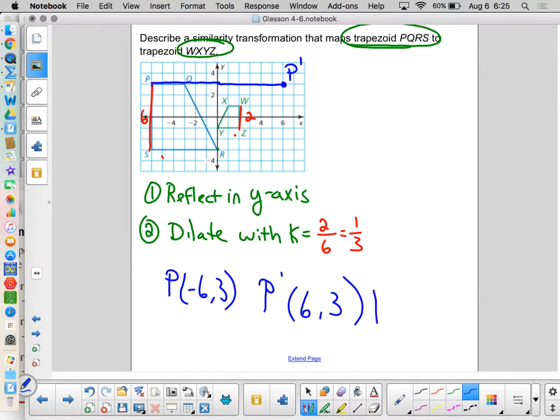Now, if I'm going to dilate it with a factor of 1/3, what's going to happen? Taking 1/3 times 6 is 2, and it's positive 1/3, by the way. 1/3 times 3 is 1. So P double primed would be at (2, 1). And I look, there's W primed right there at (2, 1). P double primed does indeed work there.